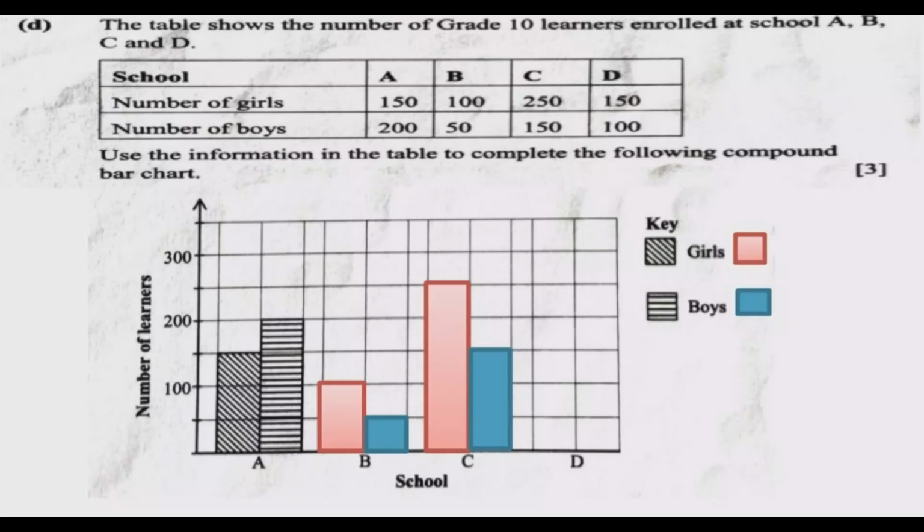So I've done B and C. We go to school D. I'm told there are 150 girls, so I'm going to draw a bar of 150 for girls. Then I'm also going to draw the bar of 100 for boys. Basically that's how you complete the compound bar chart, just like the way I've demonstrated.